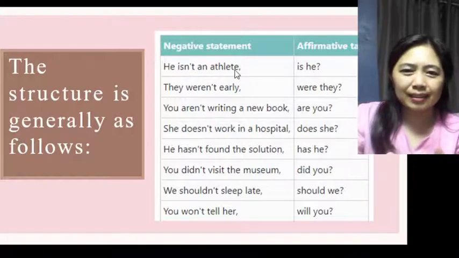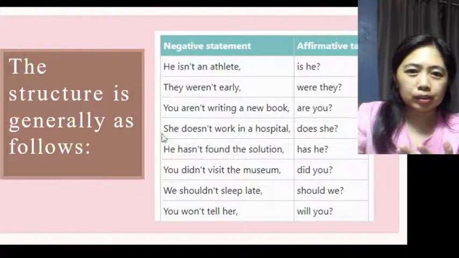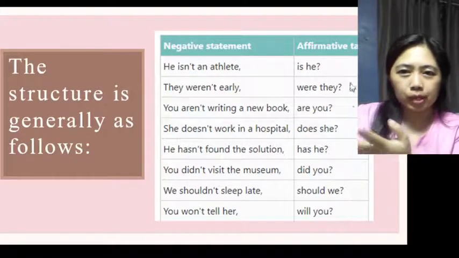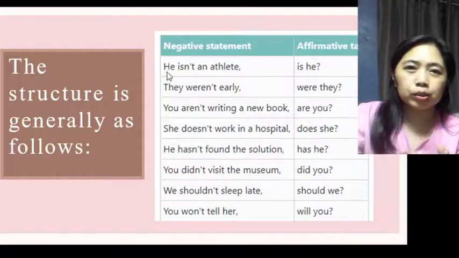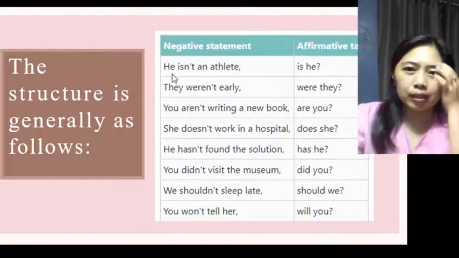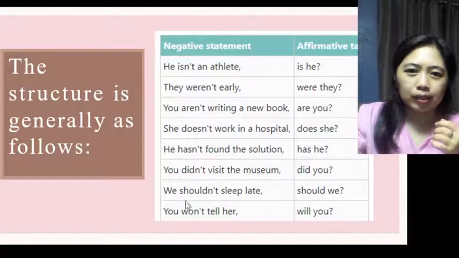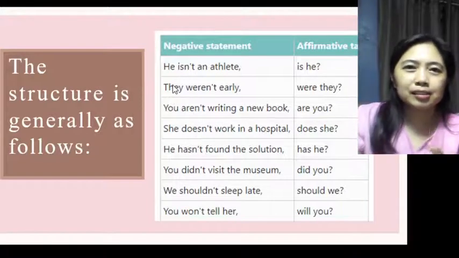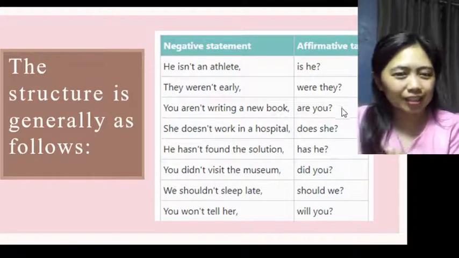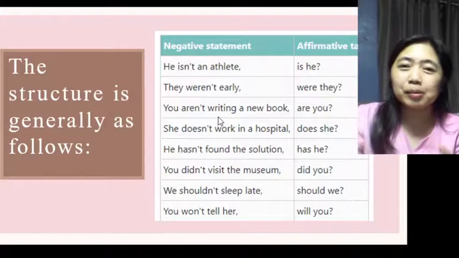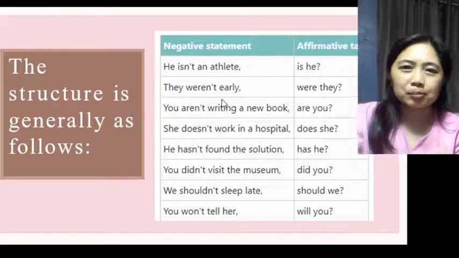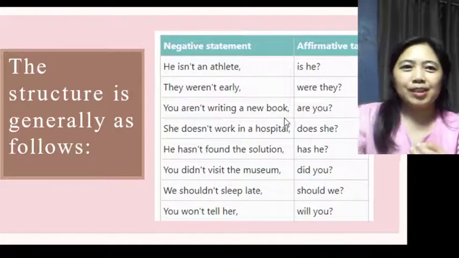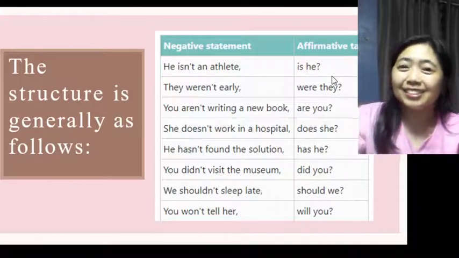He isn't an athlete, is he? So pronouns are used here. It's the same pronoun that you also have to use in your tag question. But if you use a proper noun, for example, "Raya is pretty, isn't she?" Raya is a female name of a person, then you use the pronoun she. Raya is pretty, isn't she? Isn't she lovely?